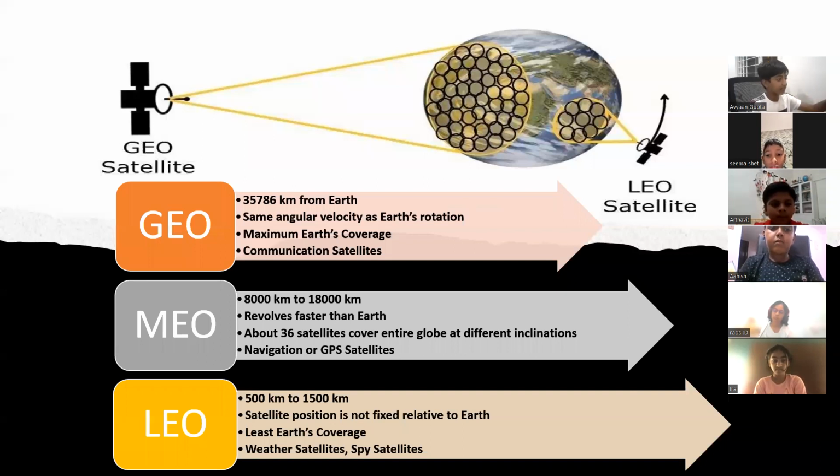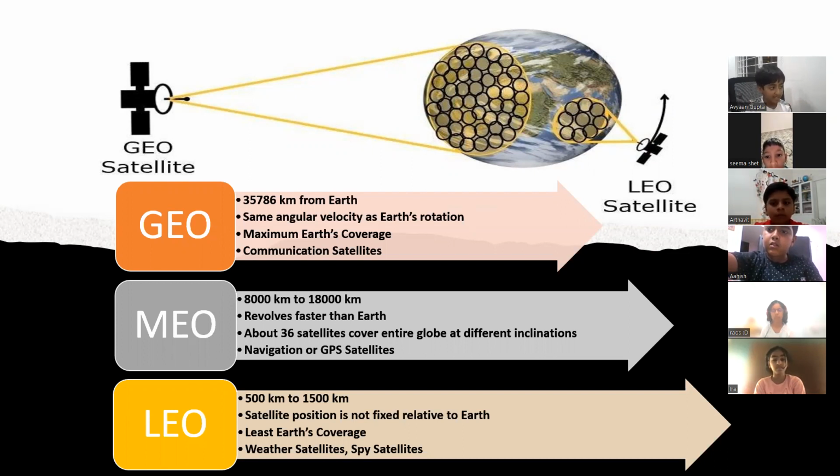Geostationary equatorial orbit is at 35,786 km from Earth. The satellite has the same angular velocity as Earth's rotation, so it appears stationary from Earth's surface. Communication satellites are placed in geostationary orbits.